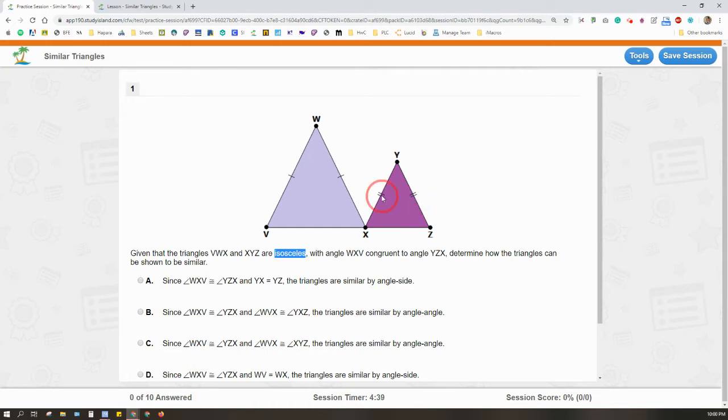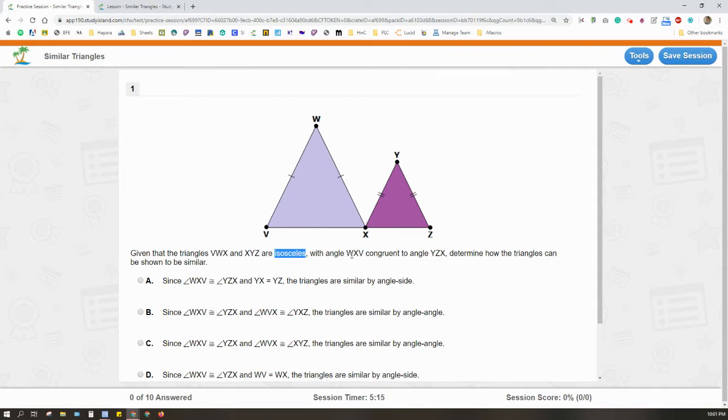Now, why did it use double tick marks for these ones and only single tick marks for these ones? Well, the single tick mark was already used, and it didn't want you to think that side XY was also the same size as side WX. Those are very different sizes. So it uses one set of tick marks to let you know that these two sides are congruent, and then a double set of tick marks to let you know that these two sides are congruent. And an isosceles triangle has at least one set of sides that are congruent. So triangle VWX is an isosceles triangle, and triangle XYZ is an isosceles triangle.